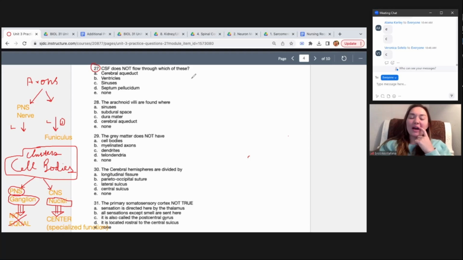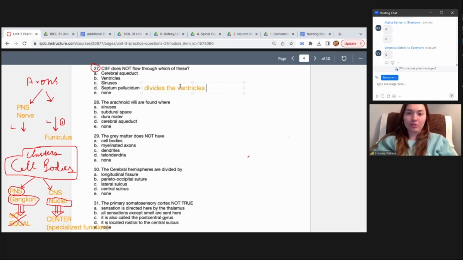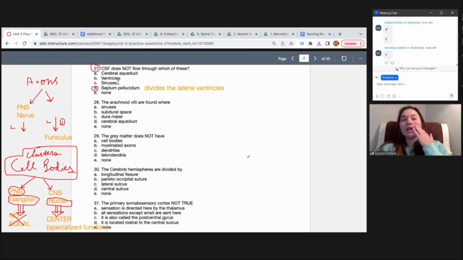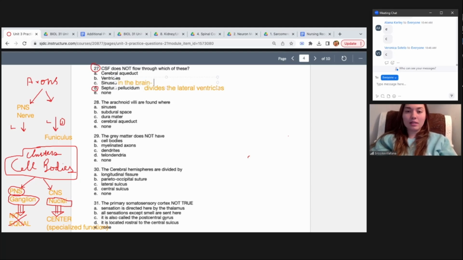So this is a very tricky little question that I came up with here. So the septum pellucidum divides the ventricles, the lateral ventricles specifically. So the answer is actually D, the septum pellucidum. The sinuses, when you read this, you were probably thinking of your sinuses, like when we all say my sinuses are congested, we're talking about our nasal sinuses. Really, the best way to write this would have been sinuses in the brain, but there are sinuses in the brain and these reabsorb used CSF.